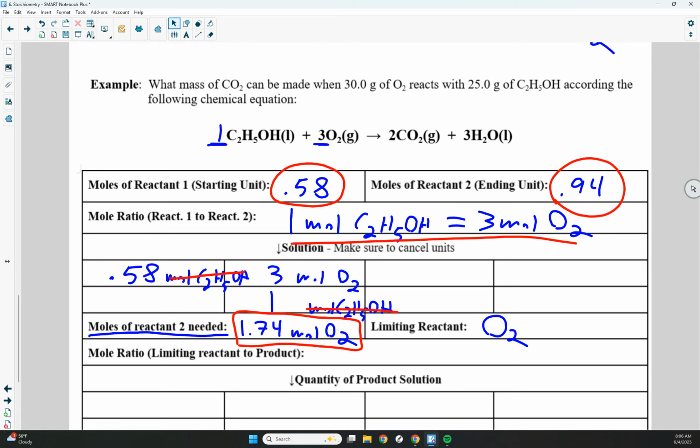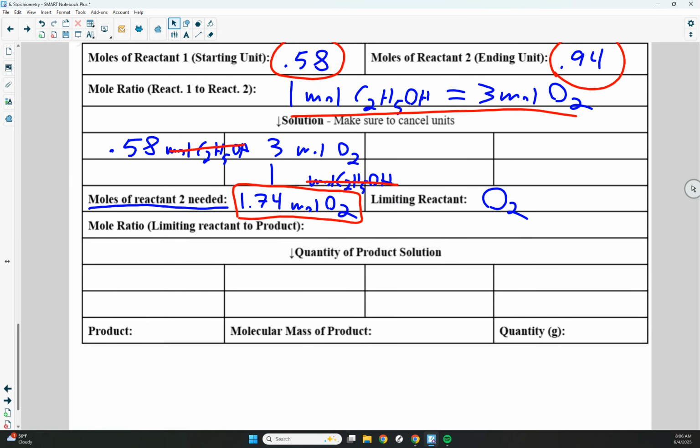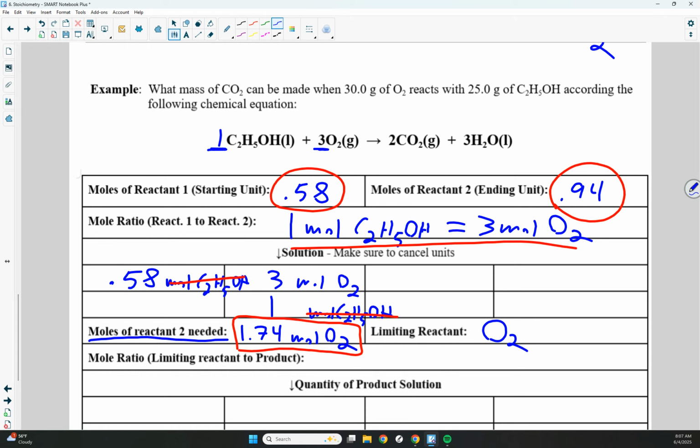So this is like figuring out that if I've got 12 graham crackers and 1 square of chocolate, that my amount of chocolate is going to limit how many s'mores I can make. This is very similar to that. Okay? So now that we know what the limiting reactant is, we can figure out how much of the product we can make. So we're going to come down to the bottom portion of the table. And the first thing I'm going to write is my mole ratio of the limiting reactant to product. So let's go back up to our equation.